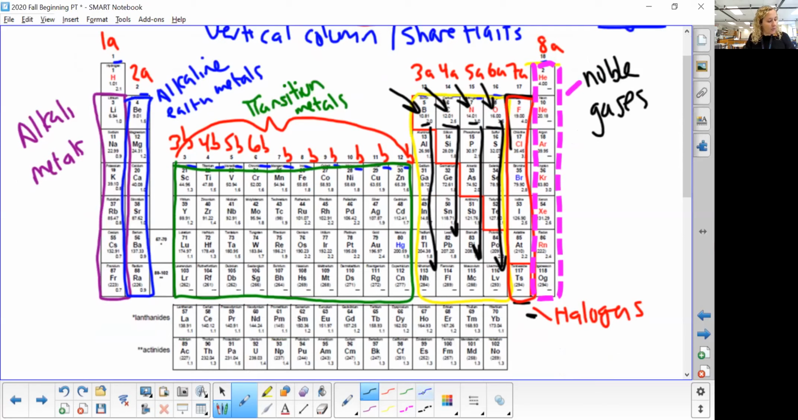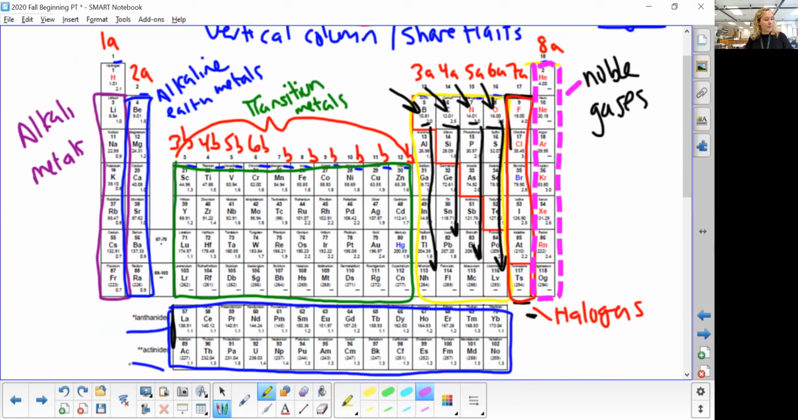And then down here, I didn't forget about the lanthanide and the actinide series. It really doesn't want to give me a different color. So these ones are your lanthanide and actinide series. You can see they're labeled, but they're also known as the inner transition metals.